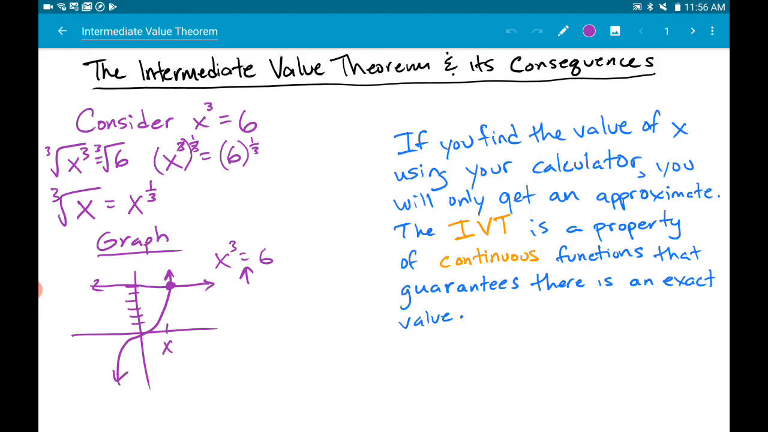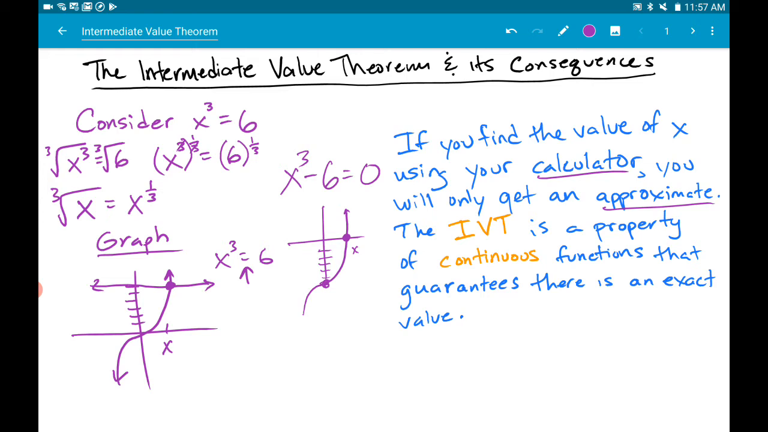You could also take x cubed and subtract 6 from both sides. Then if you graphed that, meaning take your x cubed and shift it down 6 units, so it looks something like this, wherever that's equal to 0, that's going to be the same x value that was found over here. So if you find the value of x using your calculator, any of these 4 ways, you're only going to get an approximate. That's the best we can do.